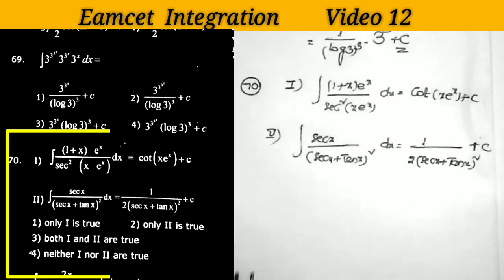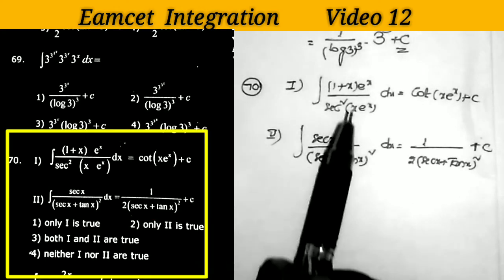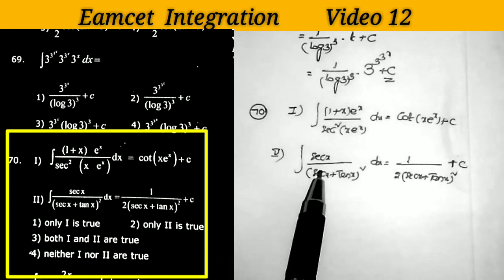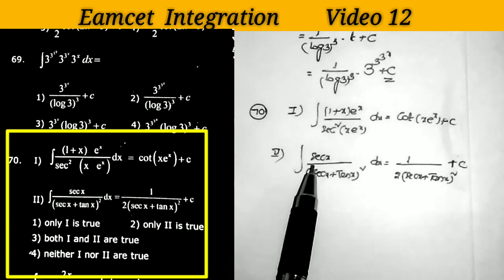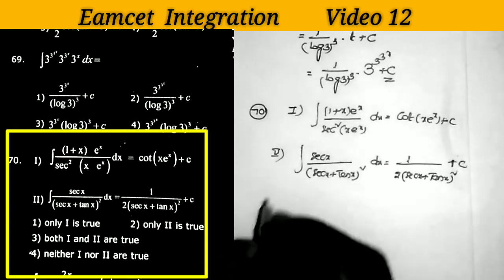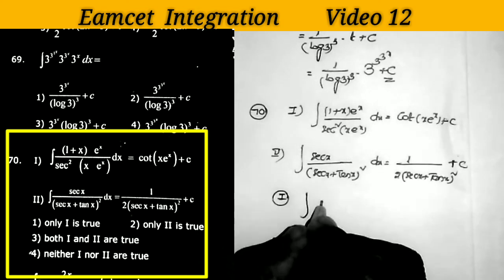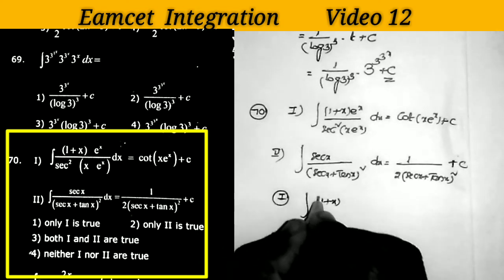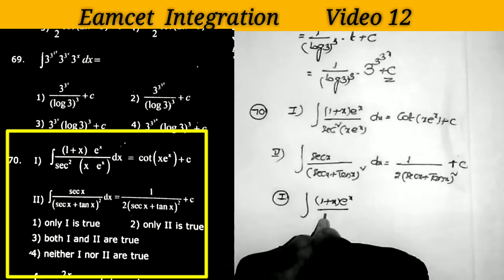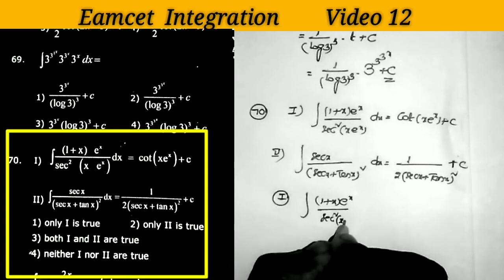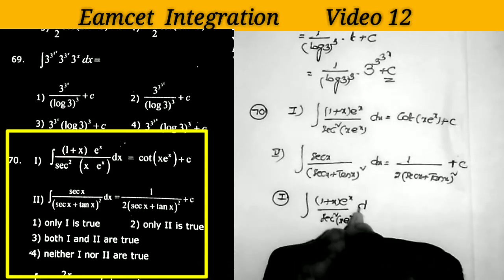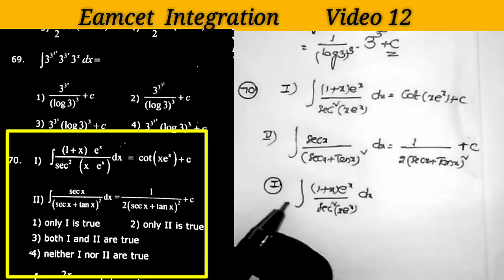Next question, sum number 70. In this question two statements are given. We have to check whether the given statements are correct or wrong. Now first we take the first statement: integral of (1 plus x) into e power x by secant square of x into e power x into dx is equal to some answer that is given. Now we have to check whether the answer is correct or not.